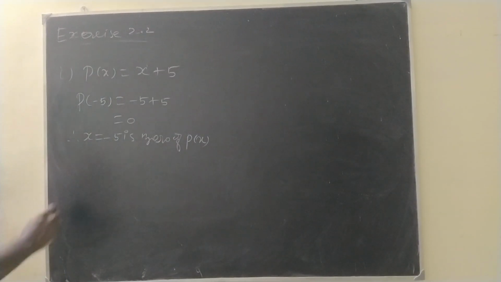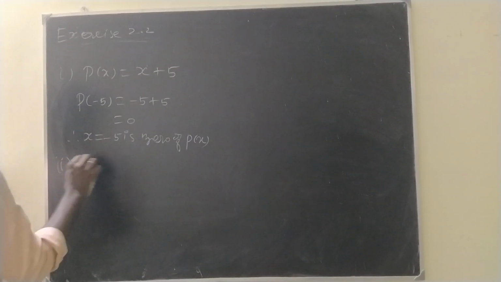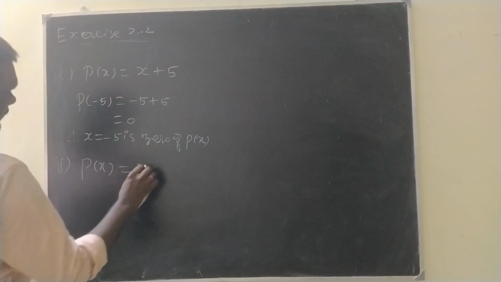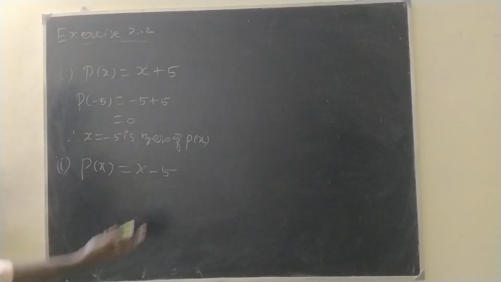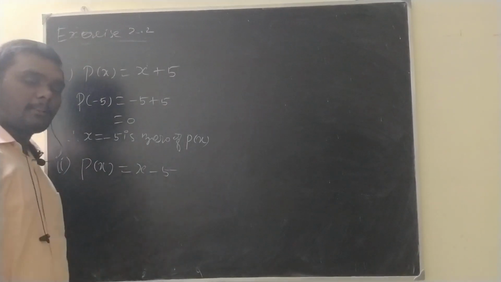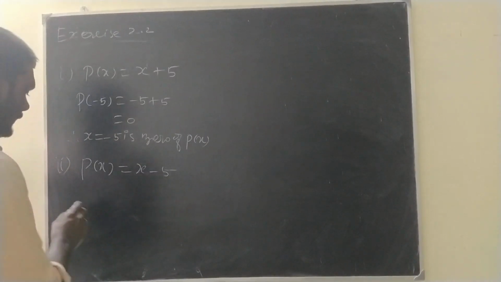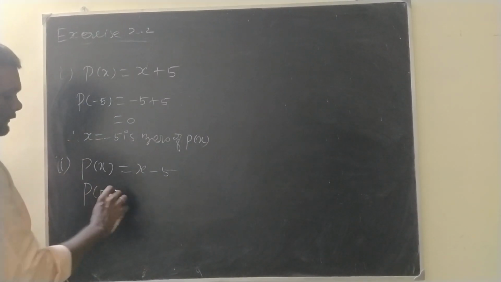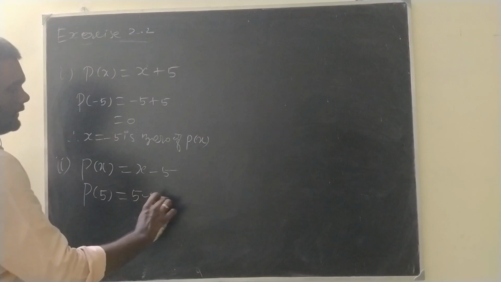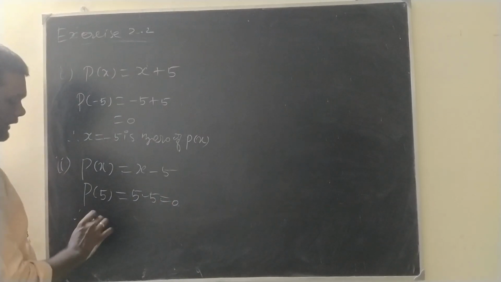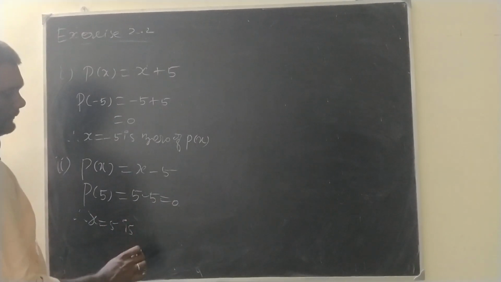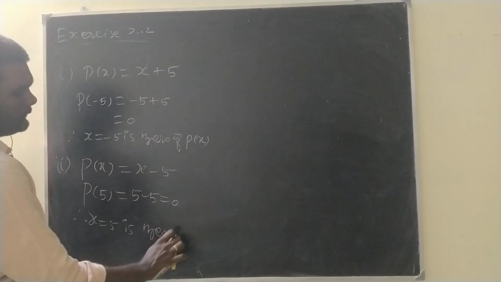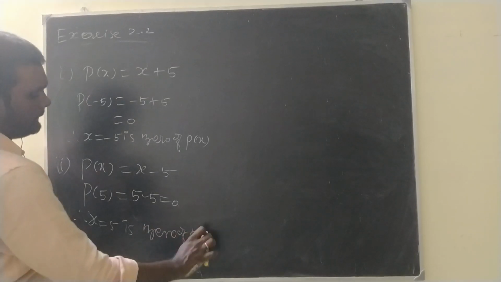Okay. The second subdivision. P of x equals x minus 5. What value of x makes this expression 0? X is 5. So, P of 5 is 5 minus 5, the answer is 0. Therefore, x is equal to 5 is the zero of P of x.